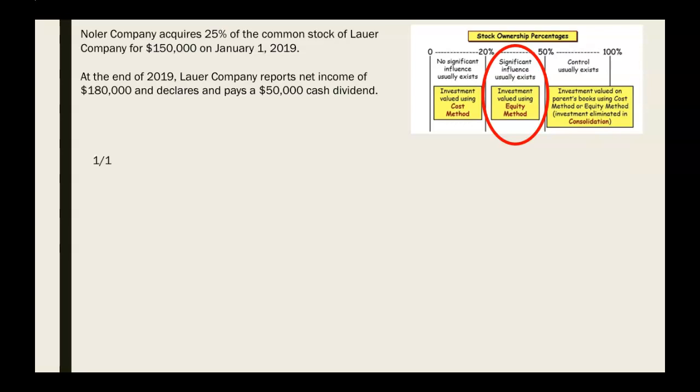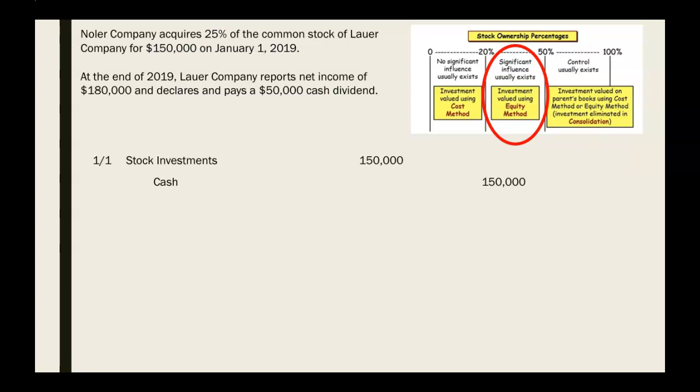So on January 1st, you acquired 25% of the common stock of Lauer Company for $150,000. So you have a stock investment and you used cash for $150,000. Right? So that doesn't look any different compared to when we bought shares of Escalante Corporation in the last problem.